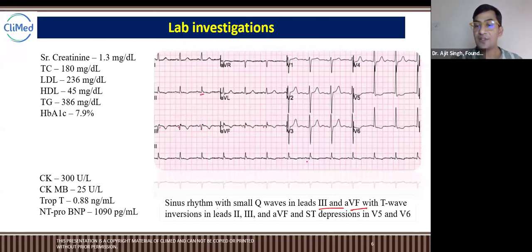Guys, I'll tell you everything. There is T wave inversion in leads 2, 3, AVF, and ST depression in V5, V6. First, let's see ST depression. What is ST? I'll tell you the ST.